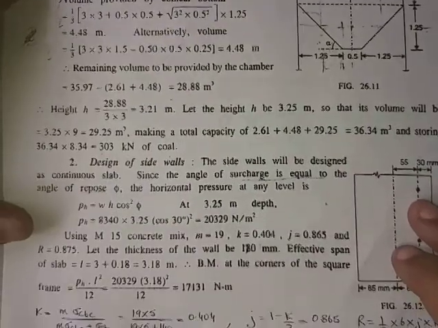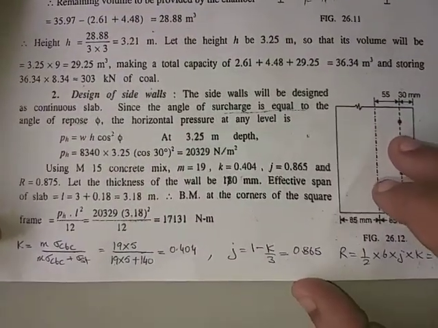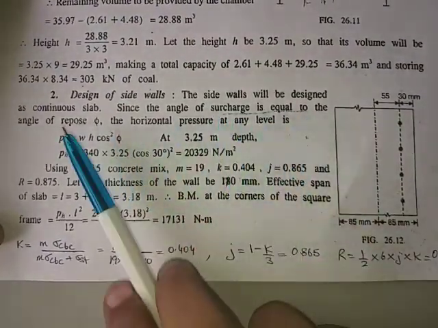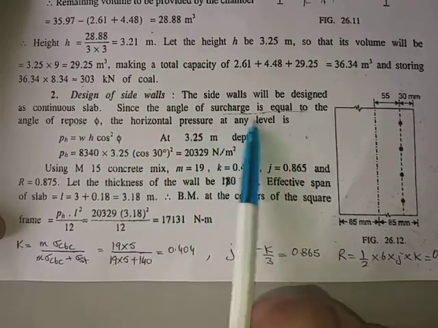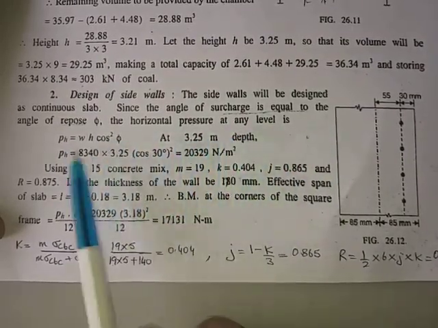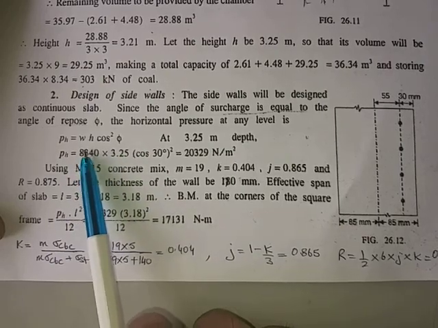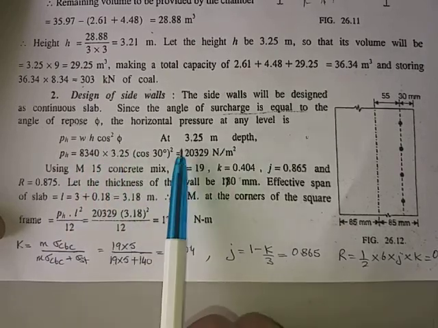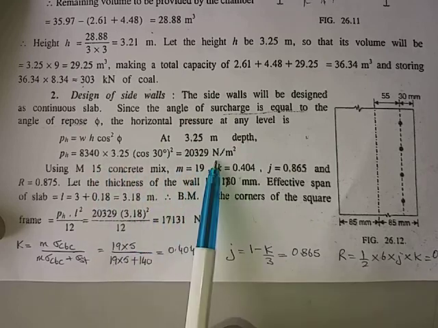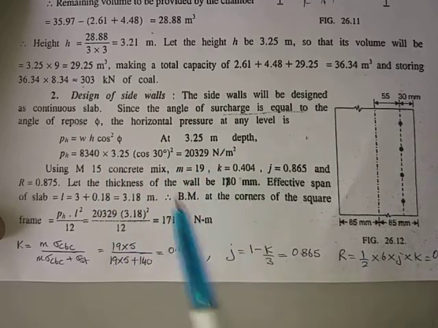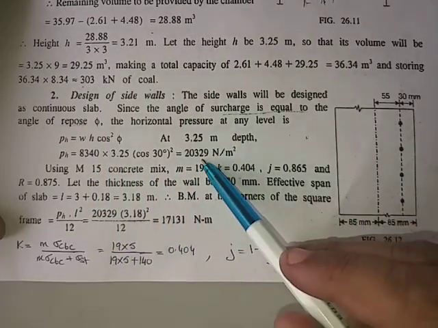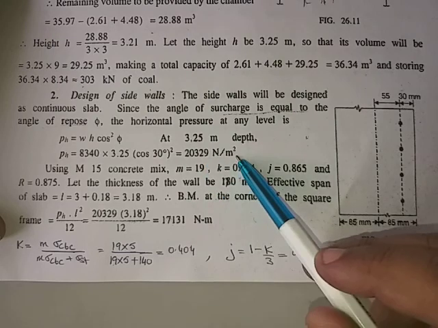Okay, then for the design of the walls, first is the design of the side walls. The side walls will be designed as a continuous slab, since the angle of surcharge is equal to the angle of repose. In that case, your horizontal pressure is given by pH equals WH cos square phi. So at this depth, we can calculate the value of the horizontal pressure. At the depth of the walls, the pressure comes out to be 20329 Newton per meter square.